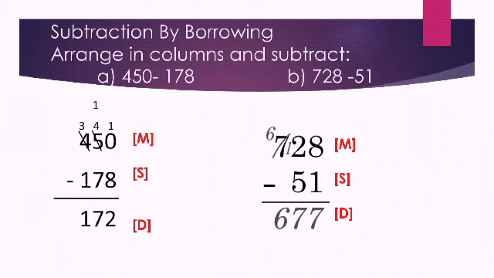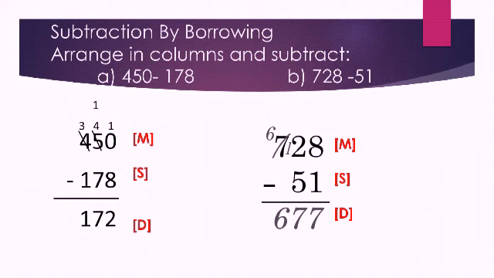Now look at the second one. Here it is given 728 minus 51. Now 728 is the greater number, so it is your minuend. 51 is the smaller number, it is your subtrahend. So now subtract: 8 minus 1 is 7, then 2 minus 5.